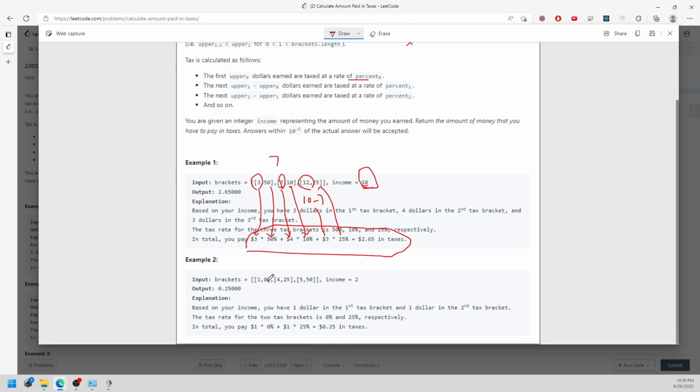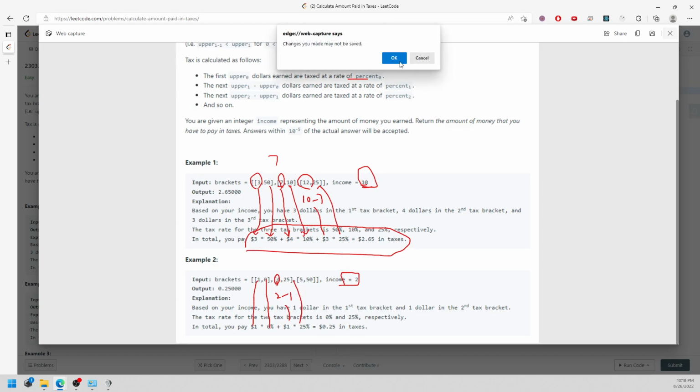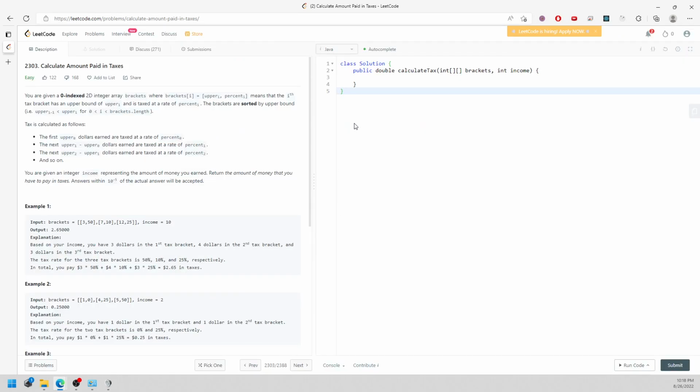Example 2 is going to be super easy. It doesn't matter whether your tax rate is 0 or not. When you use $1, then it's $1 at 0%, and the next value is actually greater than the income. So it's going to be 2 minus 1, which is 1, at 25%. So this is pretty much the idea. This question is actually pretty irrelevant, but whatever.